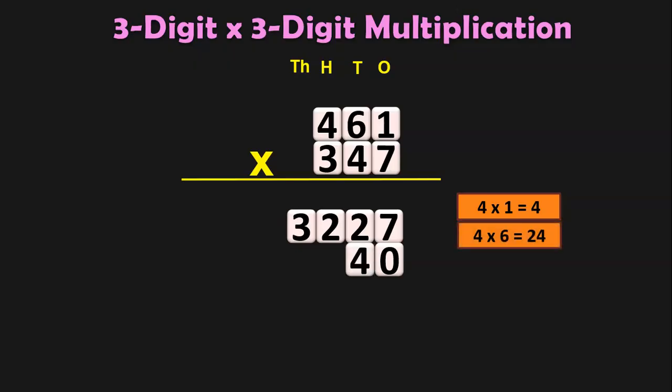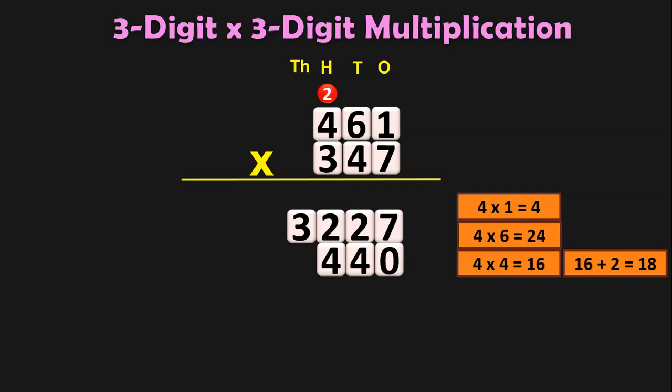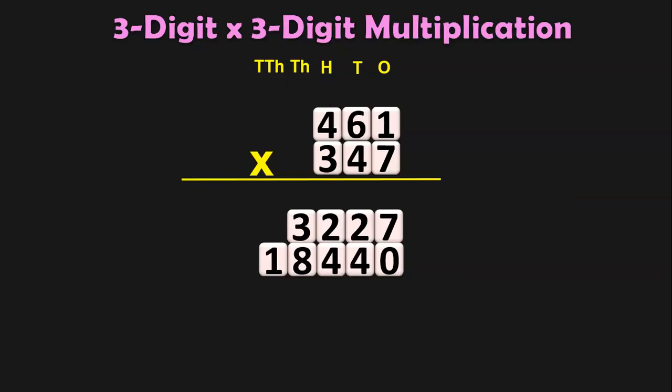Next, 4 times 6 is 24. This has to be regrouped. 4 stays and 2 is a carryover. Next, 4 times 4 is 16. 16 plus 2 is 18. 8 in the thousands place and 1 will move to the 10,000s place. Remove all the calculations so that you avoid confusion.